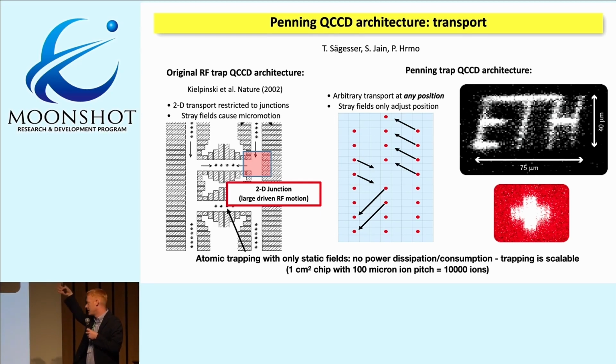We have to do more ions, of course. We've got a lot of things to do. But this concept of having static fields is really nice in the sense there's no power dissipation at all. I think that's the only atomic system where the traps don't involve power dissipation. So in a sense, the trapping is scalable. And it's the first time I could conceive of making a trap where I think, oh, maybe I just make a huge array. 1 centimeter squared, 100 micron pitch, that gets you to 10,000 ions. Maybe you could have 10,000 ions on a chip. I think it's a serious prospect. So this I'm looking forward to trying.